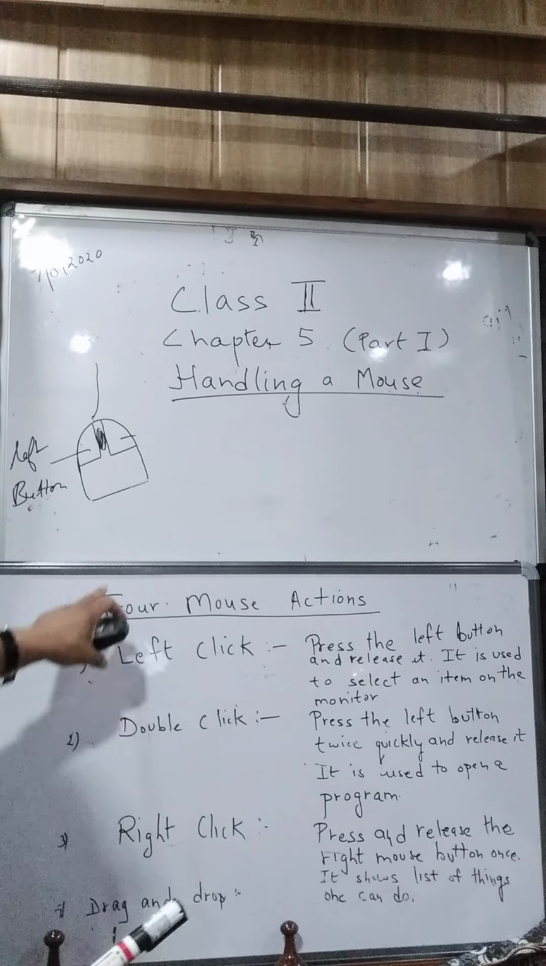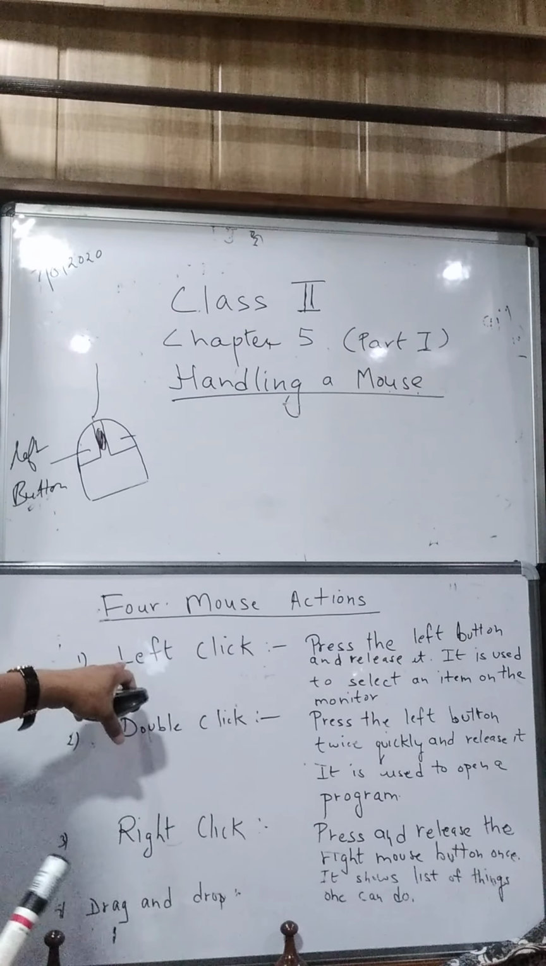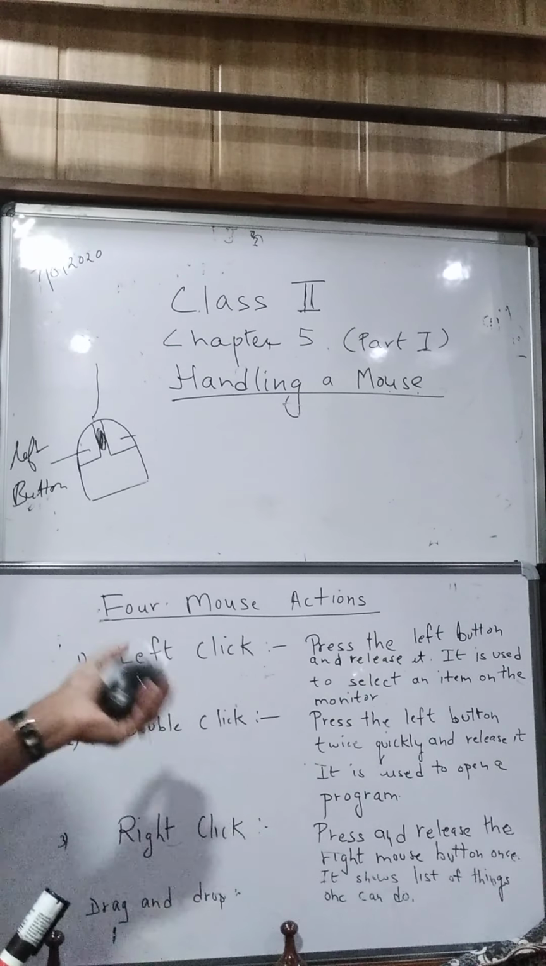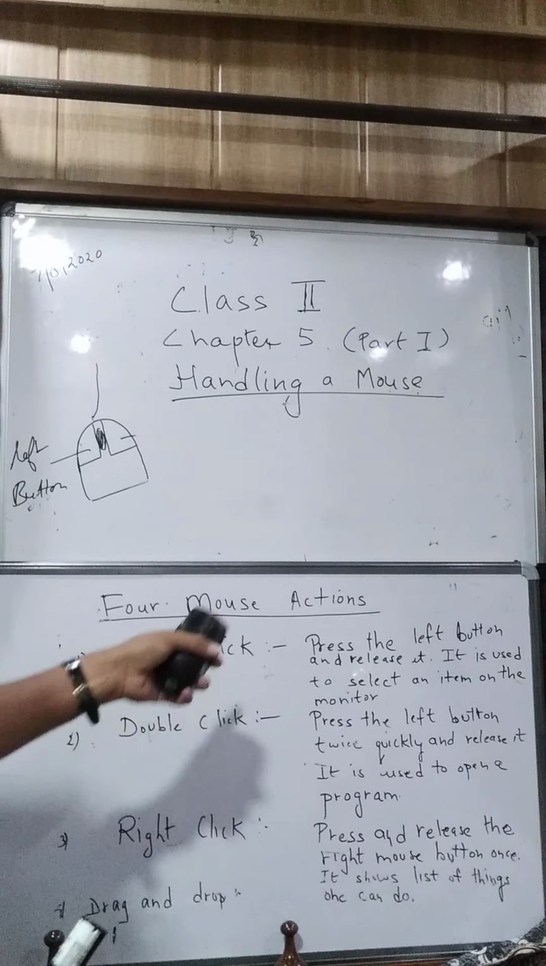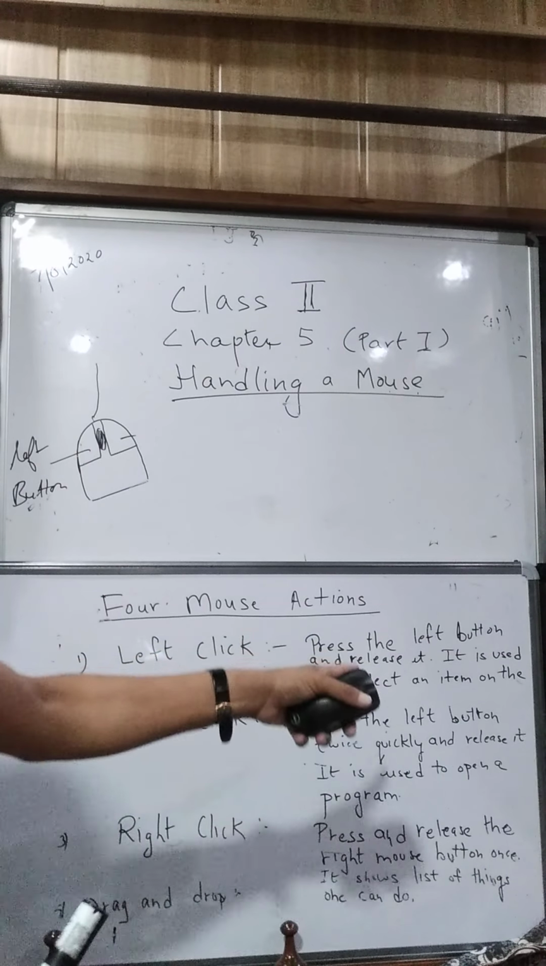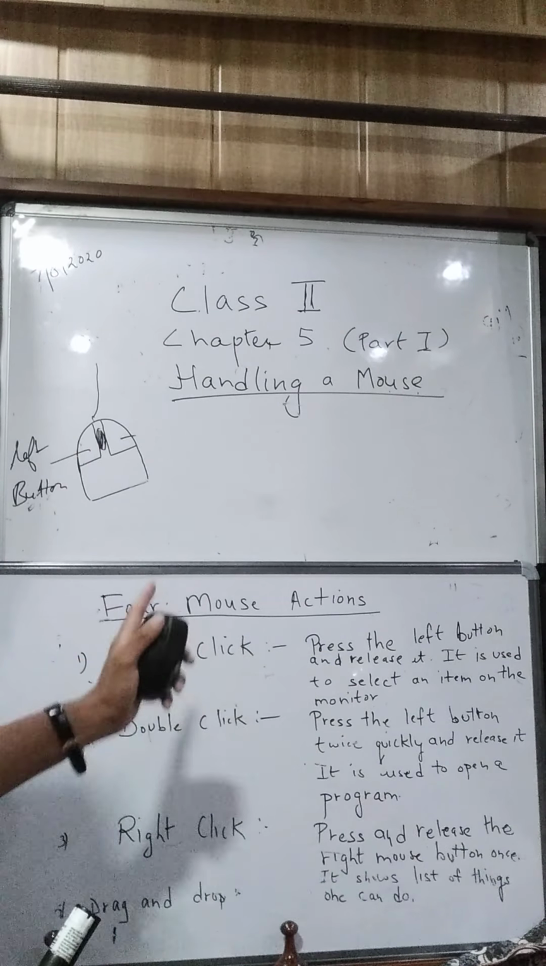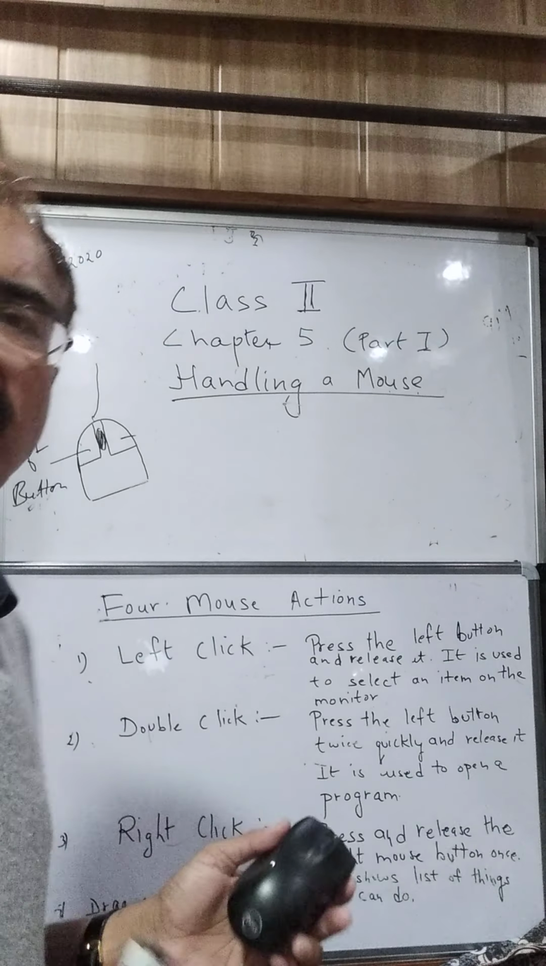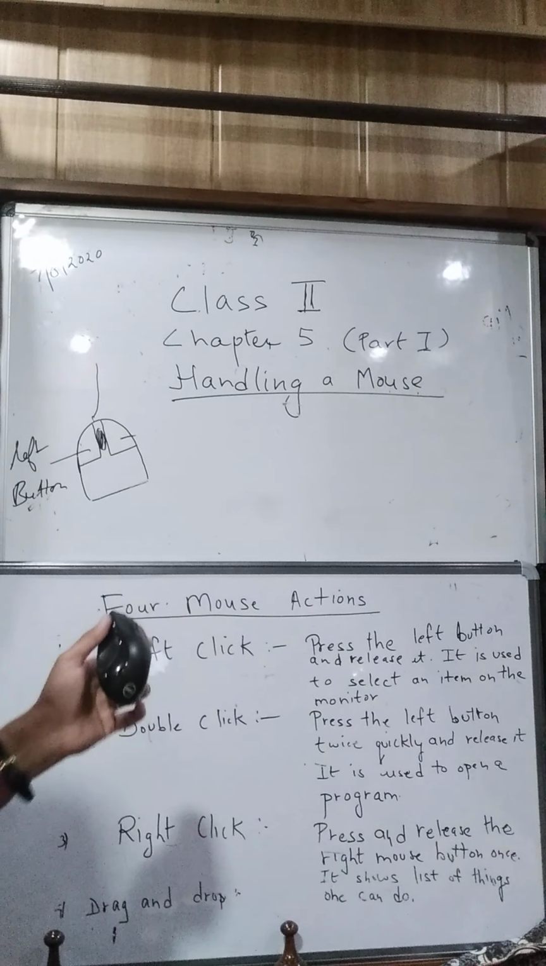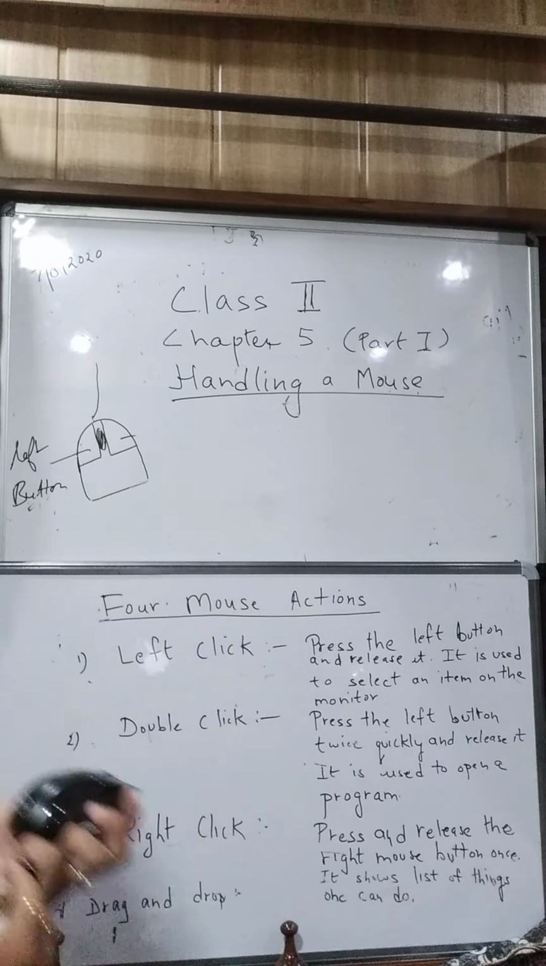So the mouse has 4 actions. First is left click. Now, what is left click or left clicking? When you press the left button and release it, that is called left click. What's the use of left click? It is used to select an item on the monitor, on the screen.